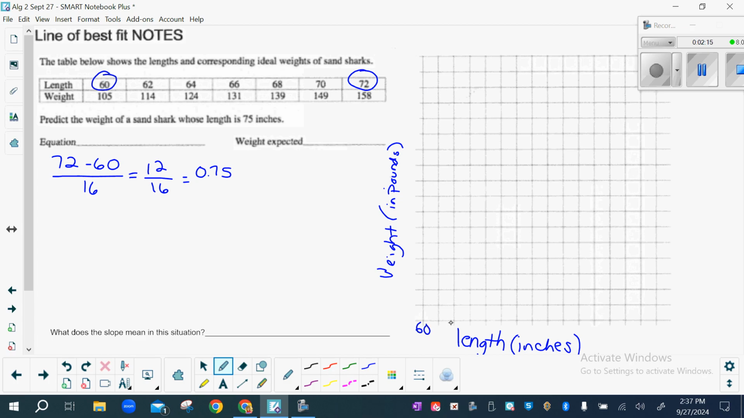Just because I don't want to label all of them, I'm going to skip and do 62, 64, 66, 68, 70, 72, and I think 72 is the largest number, so we're good there. Okay, so I'm going to erase this and do the same for the weight.